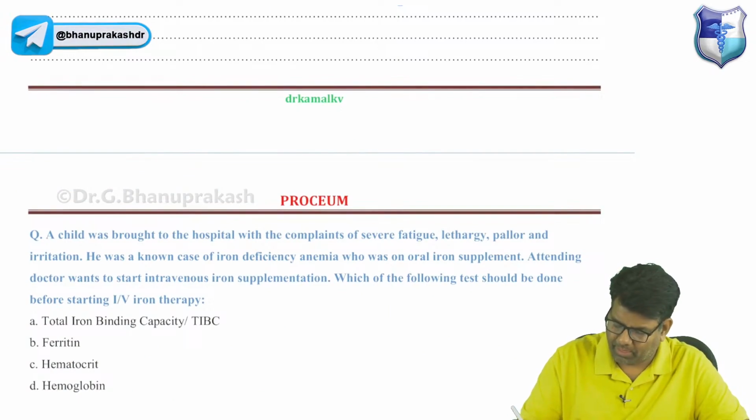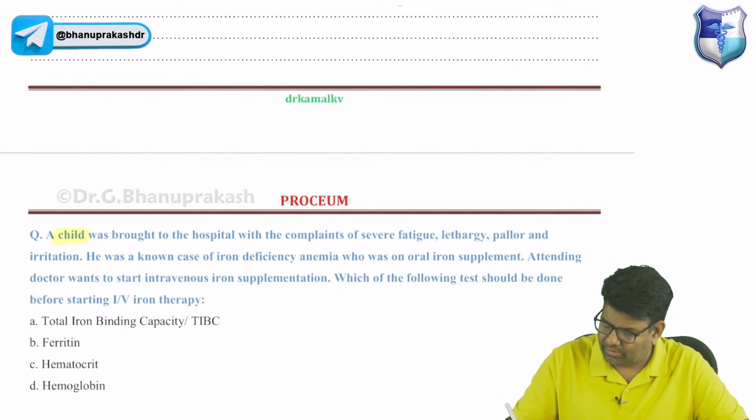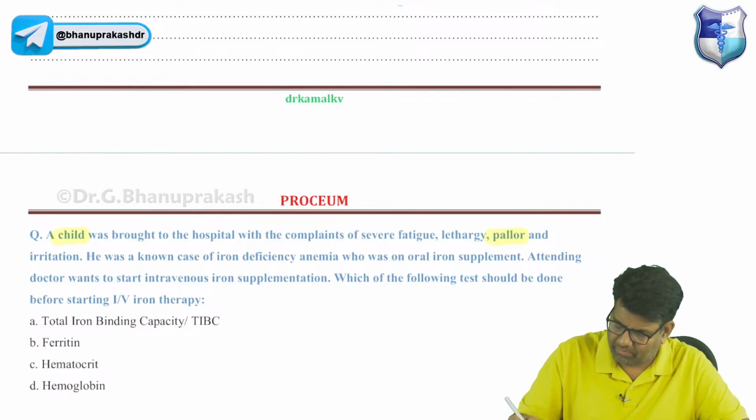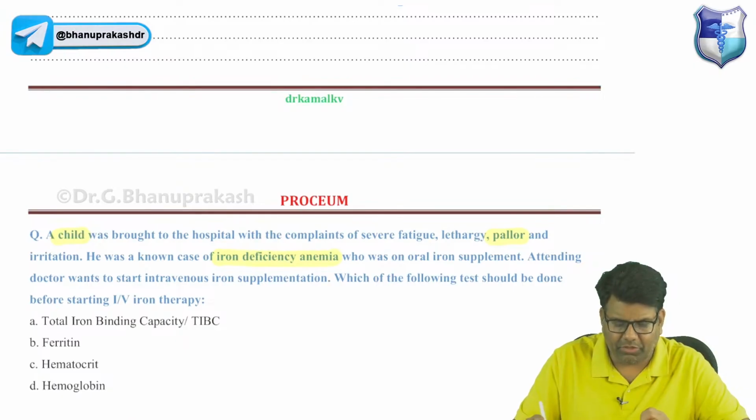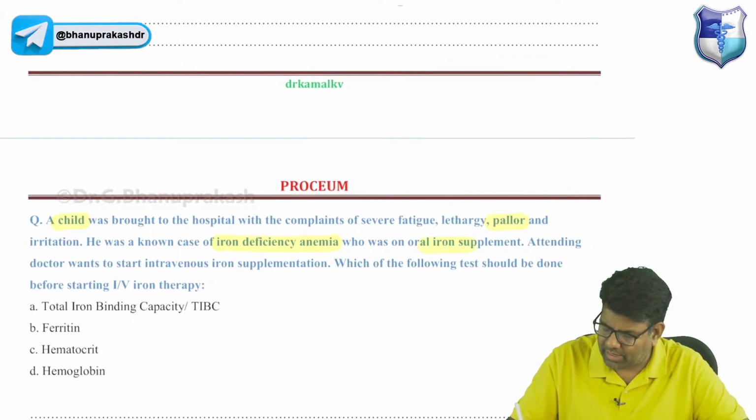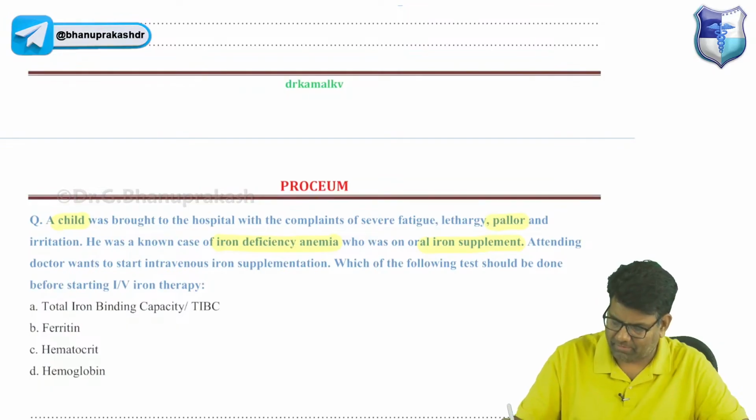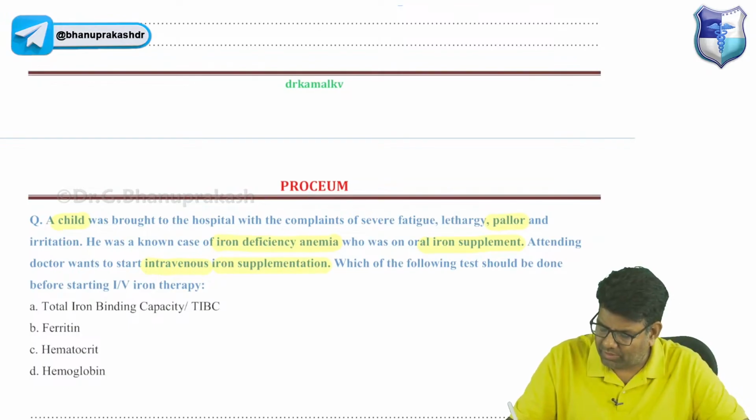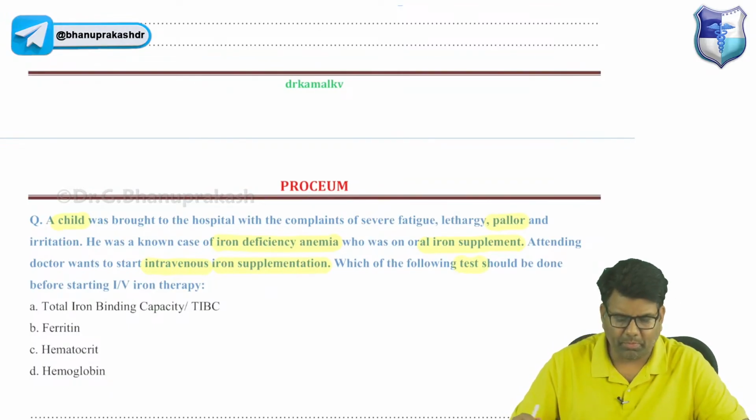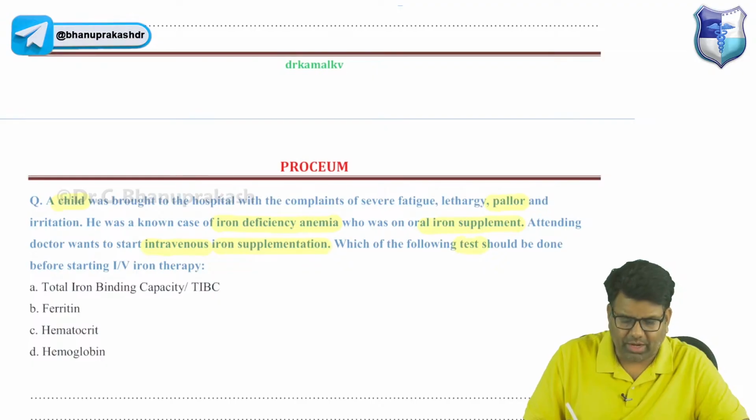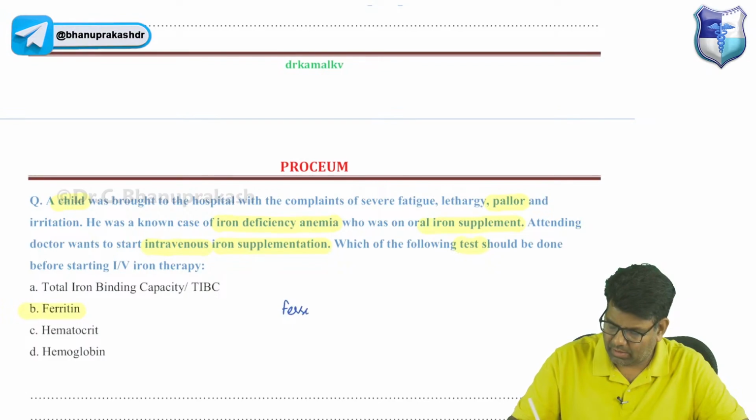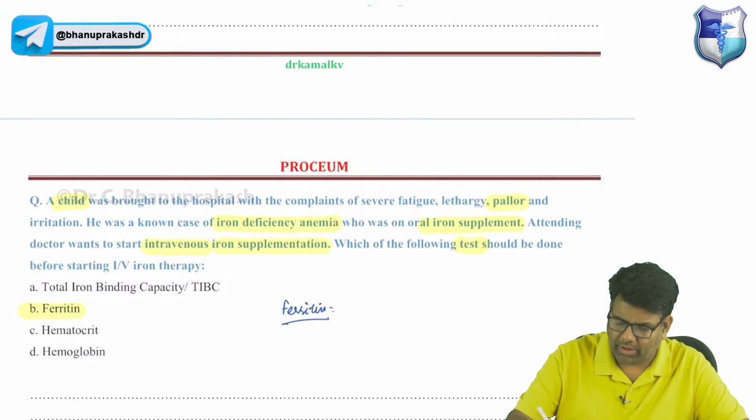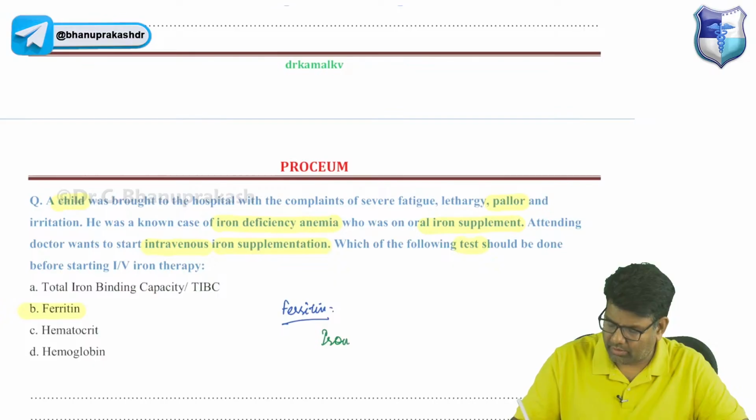Next question. Child is having fatigue, lethargy, pallor, and he is a known case of iron deficiency anemia, who is already taking medication. Now, before starting IV iron supplementation, what investigation would you do? Yes, everyone, right? We will go for ferritin. And why ferritin? Because ferritin is the iron store.